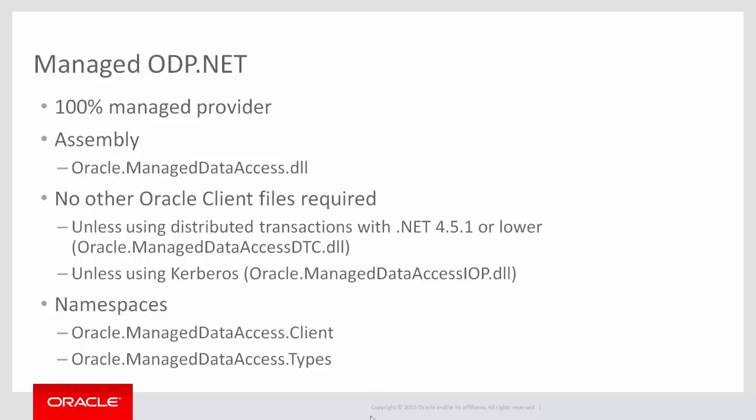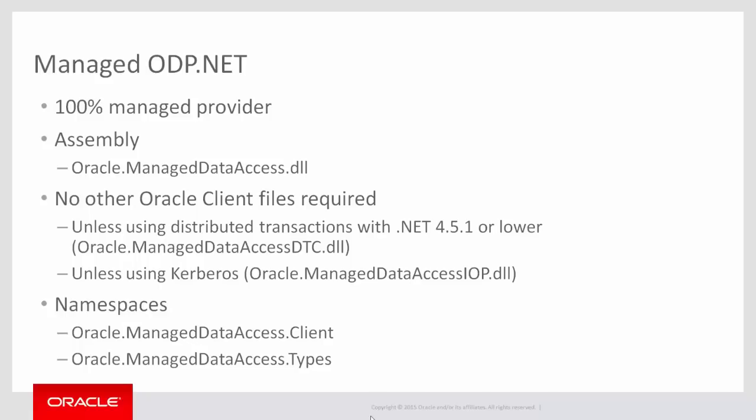Now, in a couple cases, you might need a couple additional managed files to run, but no other unmanaged files are needed in order to run your .NET application with Oracle. Those two are oracle.managedDataAccess.dtc.dll and oracle.managedDataAccess.iop.dll. I'll just call them DTC and IOP for short. Now, DTC.dll is used for distributed transactions. If you have a distributed transaction and you need to use the managed ODP.NET, this will help coordinate your transaction.